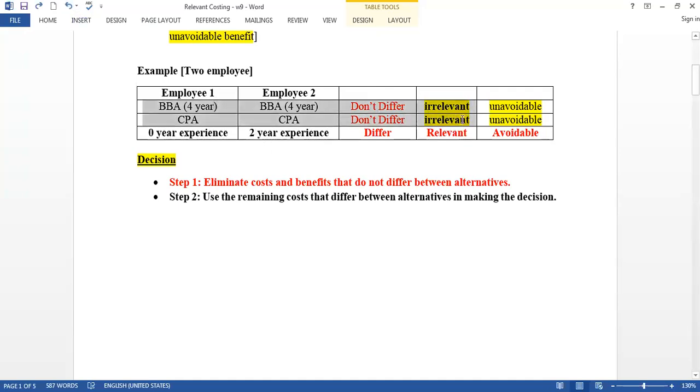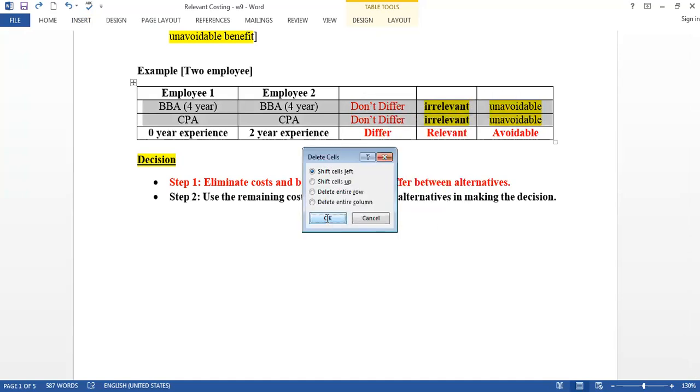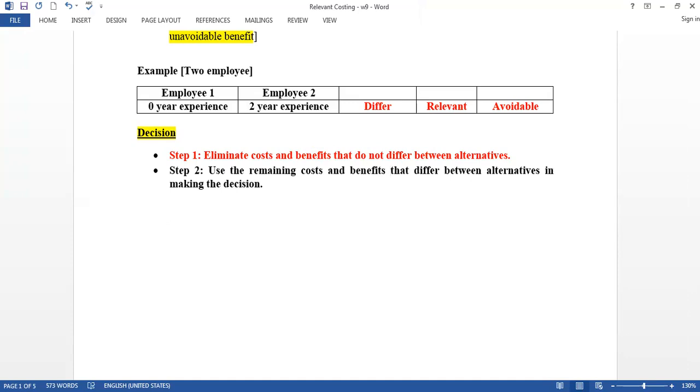These two items we are going to eliminate. I delete them. Now we have one item, and this item has a difference. So step 2, using the remaining costs and benefits that differ between alternatives, we are going to make a decision.